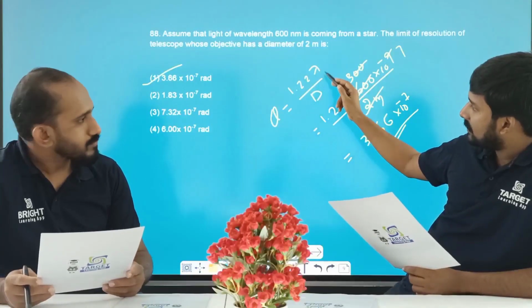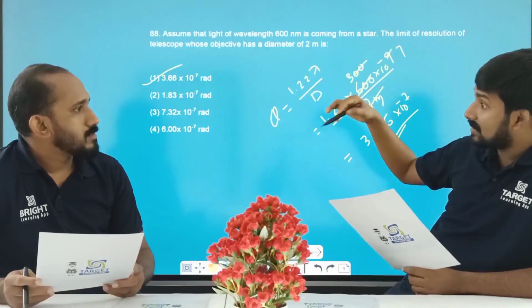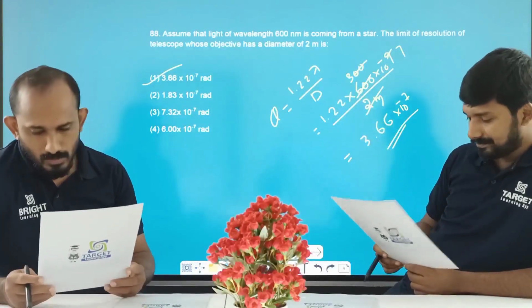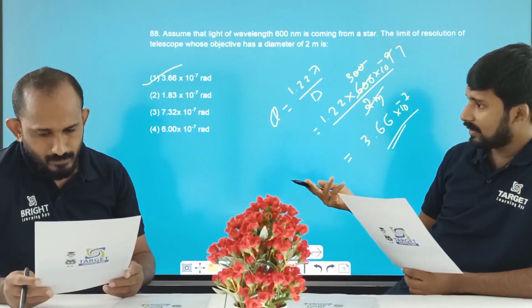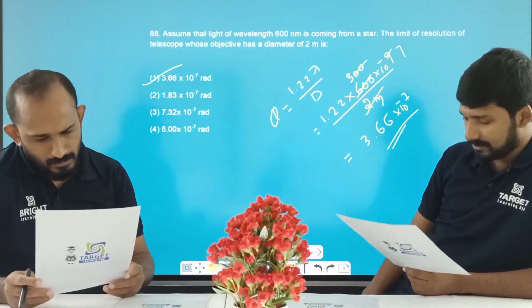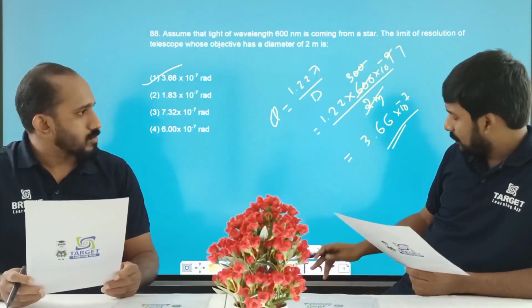I think this equation is used when the aperture is circular. But it is not mentioned in this question whether it is circular or rectangular, so you can use the general equation, taken as circular. We can move to the next question.